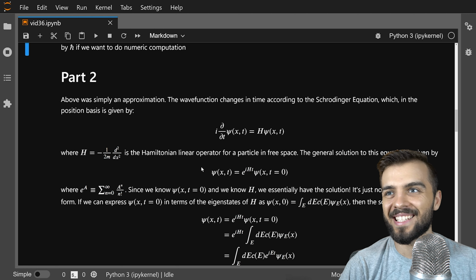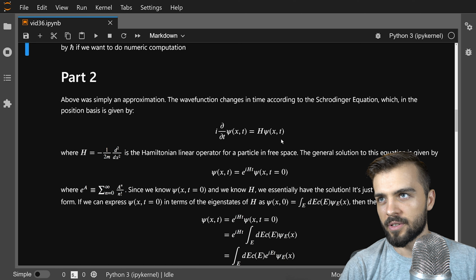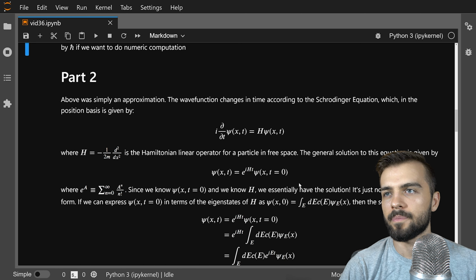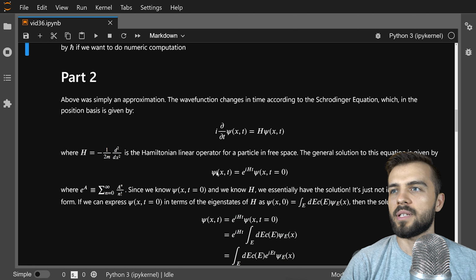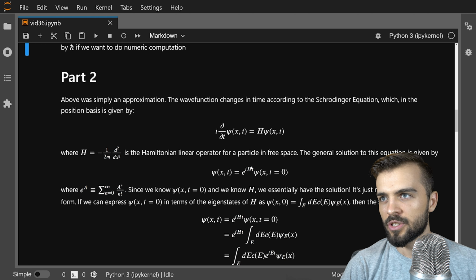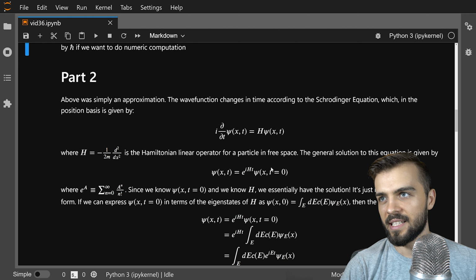And no matter what the system is, the general solution to this equation here, d dt of something is equal to a linear operator times something, and there's an i here as well, is always given by psi of x,t is e to the i h, where h is the Hamiltonian linear operator, times psi of x at t equals 0.